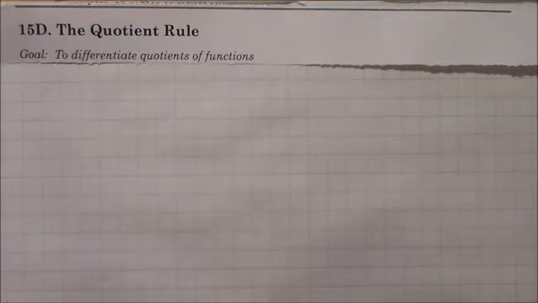Hi, welcome to lesson 15D, the quotient rule. The goal of today's lesson is to learn about differentiating quotients of functions.